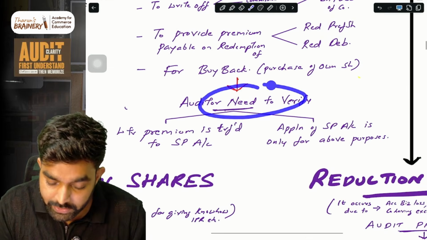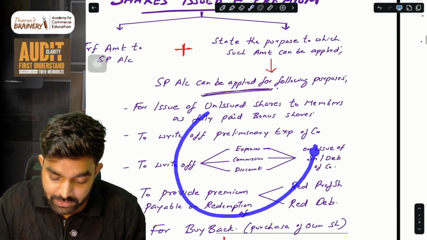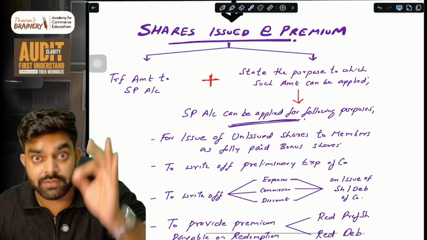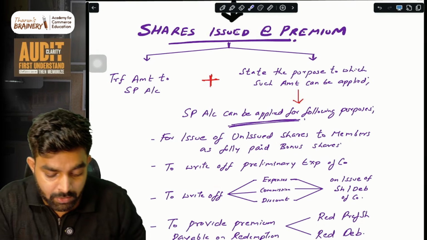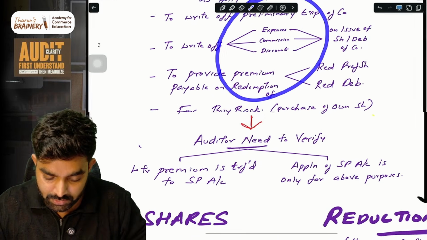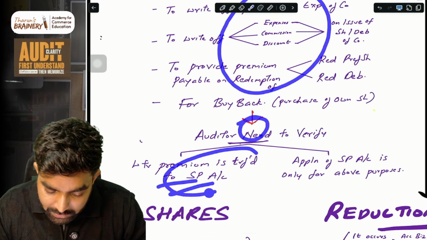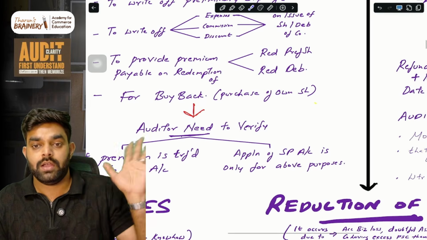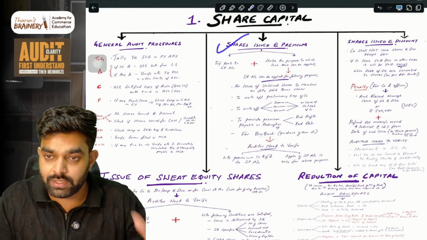Then what is the auditor's duty in this? The first duty is to check how they have utilized whatever money is there in the securities premium. If they have issued shares, make sure the premium is first transferred to the securities premium account. Second thing he has to check, they have utilized that money only for these purposes. So the auditor has to verify whether the premium is transferred to the securities premium account, then the application of it is only as per these purposes. Very easy. Hope you got the clarity.